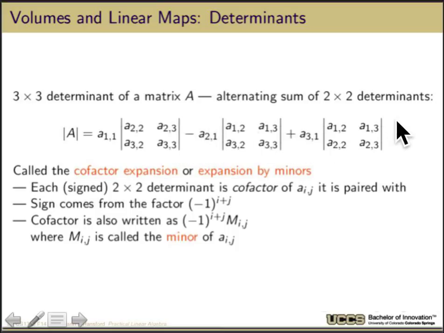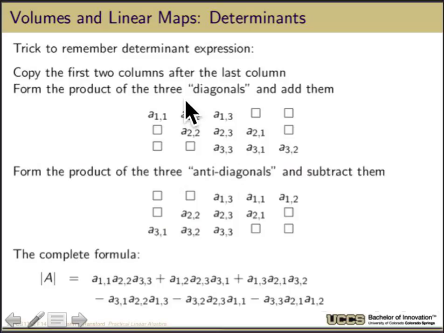In higher dimensions, you do this sort of as a recursive definition. You run along the row, you build a cofactor of the determinant for each piece, and so on. And hence this is called a cofactor expansion or expansion by minors. So each 2x2 determinant is a cofactor and then is paired with a change in the sign and the cofactor of the element or the minor inside of it. We already saw this last time, but just to sort of try to remember a trick to make this a little bit easier, you sort of copy the first columns.